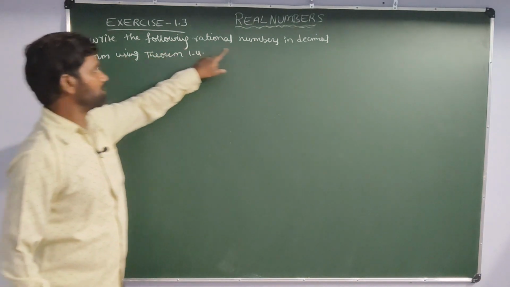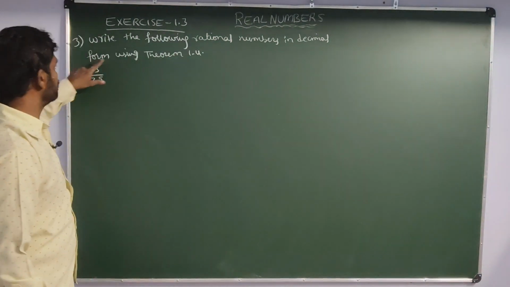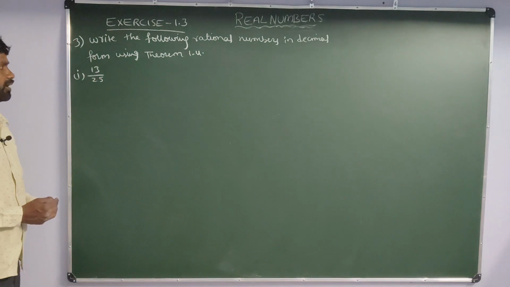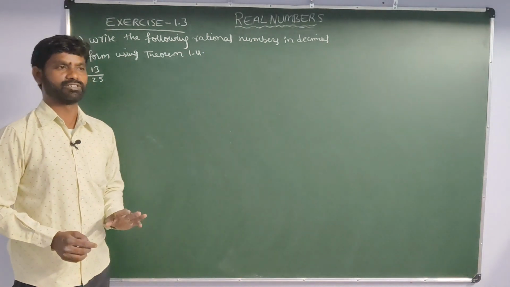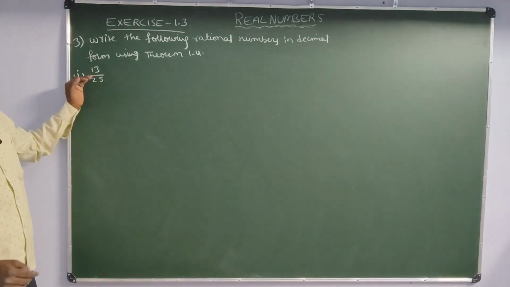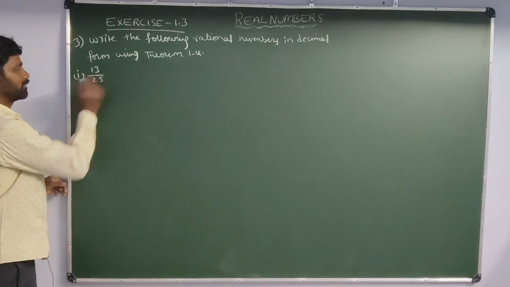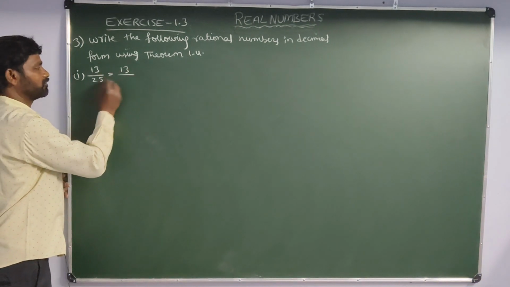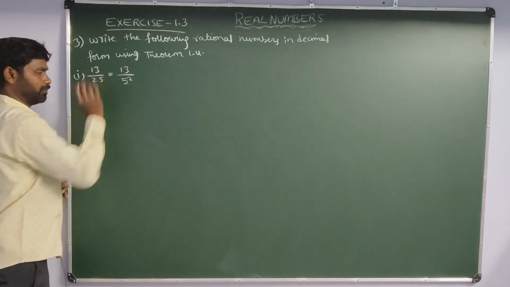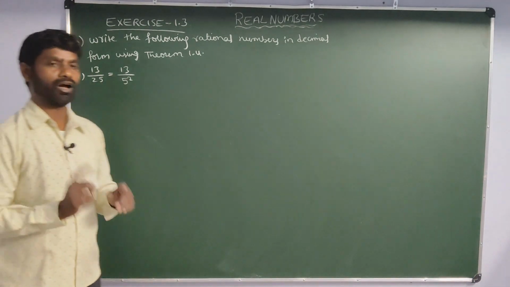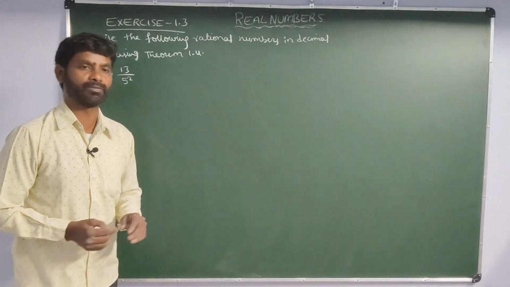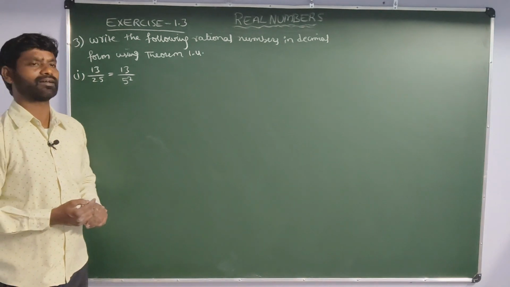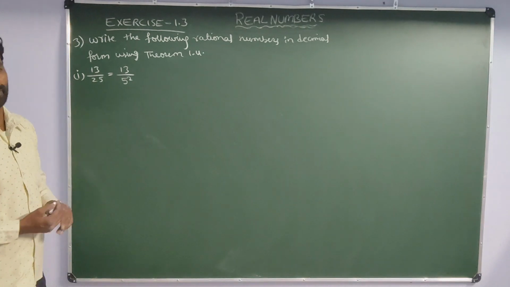Write the following rational numbers in decimal form using theorem 1.4. The question is 13 by 25. So without actual division, we have to write in the decimal form. Okay, 13 by 25. We can write 25 as 5 square. Right? So the denominator must be in the form of 2 power n into 5 power m. But in the denominator there is no 2 power n.